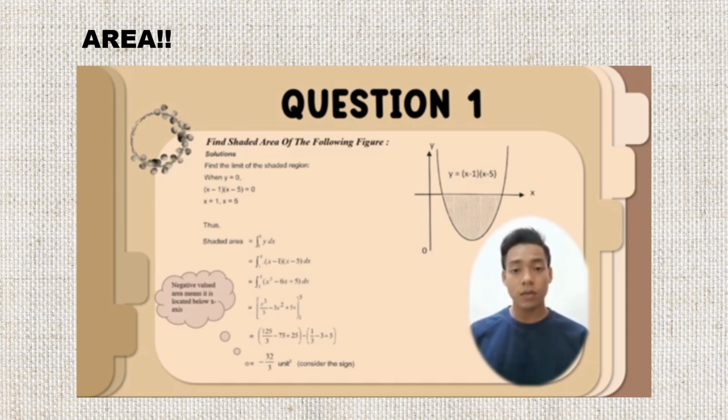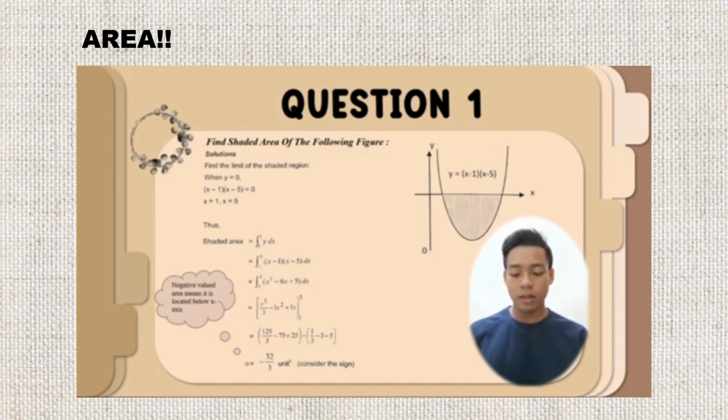Today I will present about integration to find area. So this is an example question of using integration to find area. Find the area of the shaded region when y equals (x minus 1)(x minus 5), x equal 1, x equal 5.